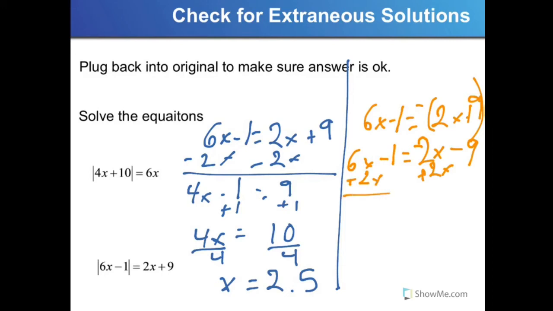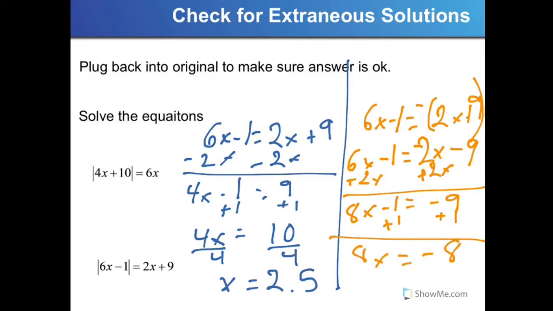Alright, on the other side, I'm going to move my 2x over here. So I'm going to add 2x. And I get 8x minus 1 equals negative 9. And now I'm going to move my 1 to the other side, and I get 8x equals negative 8. So now x equals negative 1.